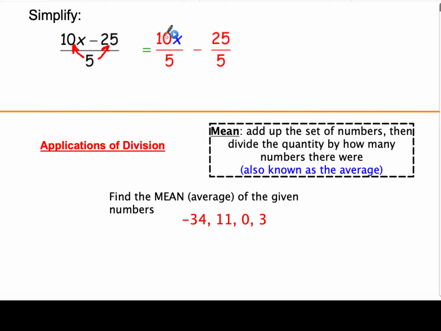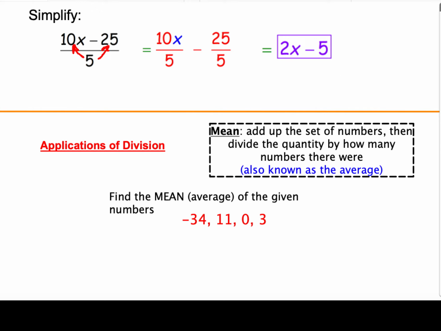And now we can say, well, hey, a number times a variable divided by a number, I can divide into that coefficient, the number with the variable. 10x divided by 5 would just be 2x. And of course, 25 divided by 5 would be 5. But notice we get, again, two non-like terms, so we're just going to get an answer of 2x minus 5.